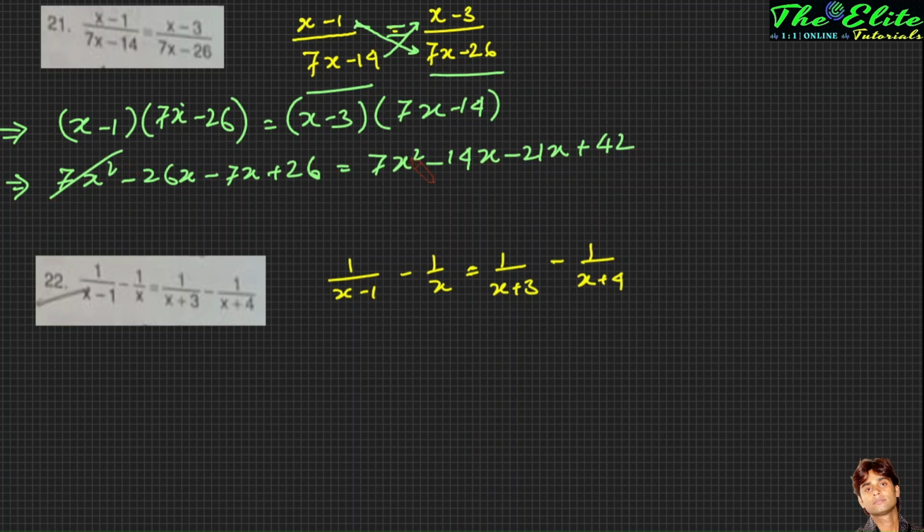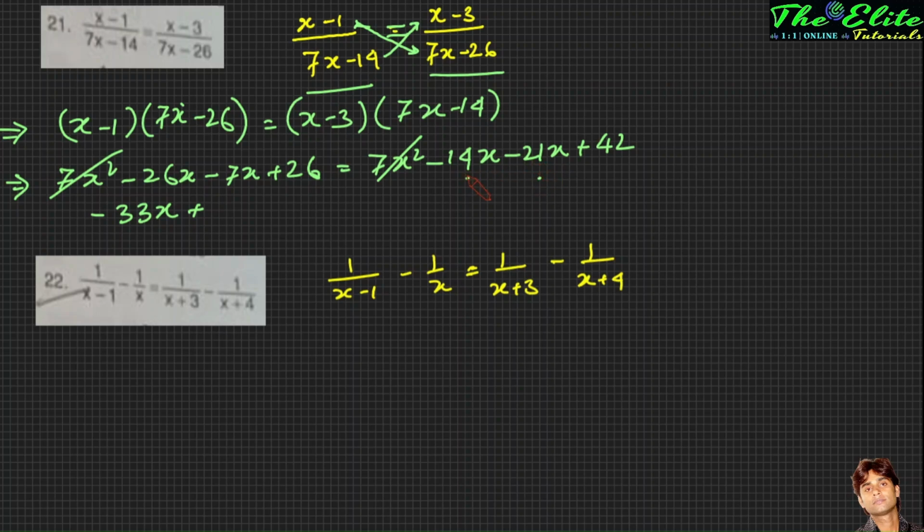So see, 7x square will get cancelled, and all the x terms will be together, so that will be easy for you. Minus 26 and minus 7, how much? 33. So minus 33x from here, and all this will come over there.